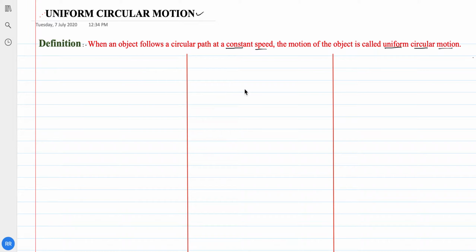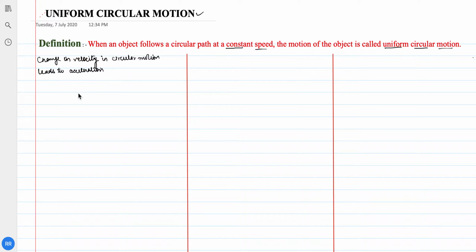For example, see, the change in velocity in circular motion leads to acceleration. Okay, it leads to acceleration.